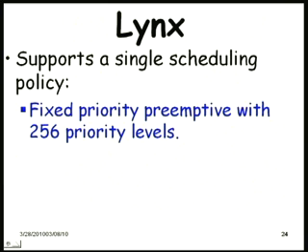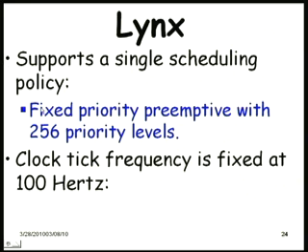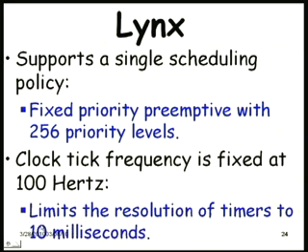If you look at more detailed features, it supports a single scheduling policy, which is a fixed priority preemptive scheduler with 256 priority levels, and the clock frequency is also fixed at 100 Hz, which is a timer resolution of 10 milliseconds. So, if your application requires the timer setting to be less than a few milliseconds, obviously it will have difficulty.